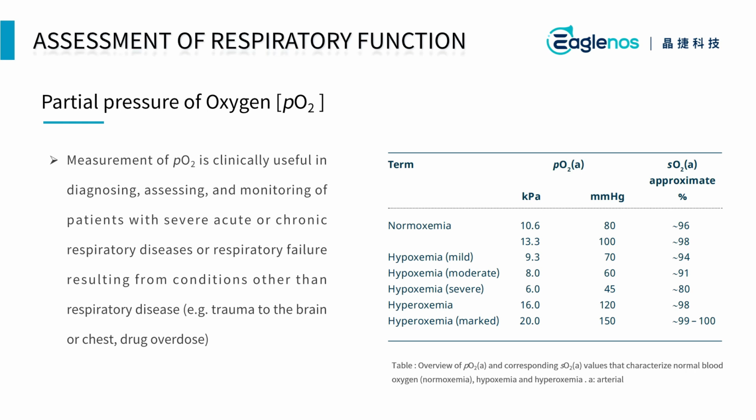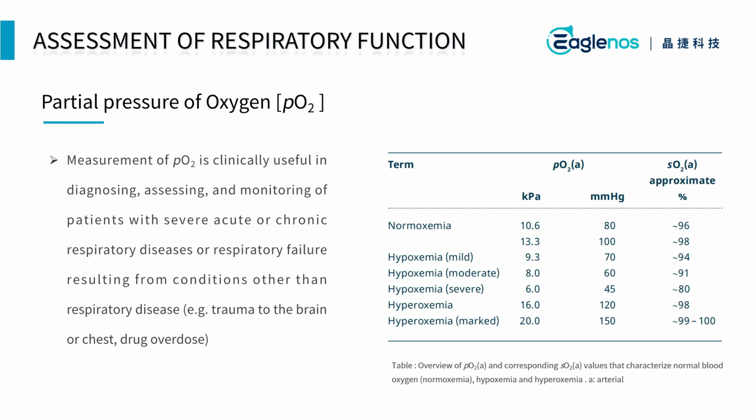Partial pressure of oxygen measurement is also crucial in diagnosing and managing acute respiratory failure, which can occur as a result of conditions other than chronic respiratory diseases. For instance, trauma to the brain or chest, such as a traumatic brain injury or rib fractures, can impair the body's ability to maintain adequate oxygenation, resulting in hypoxemia.